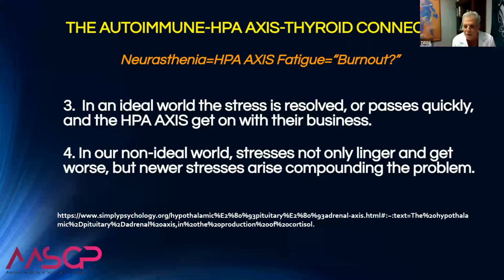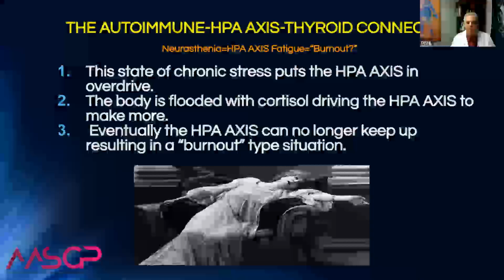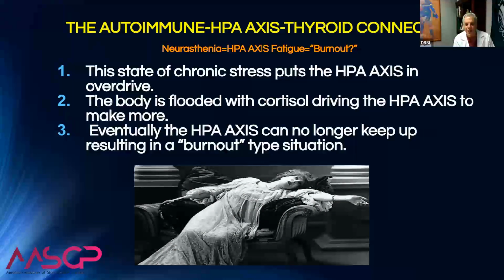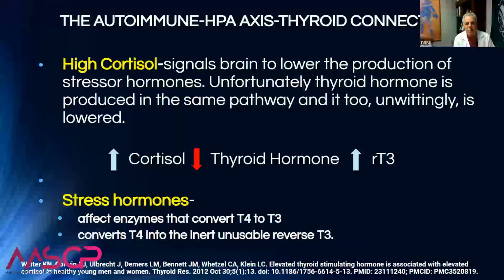Stresses continue to build up, and the stress hormone cortisol never goes back down to its low-level state where it belongs. The body's flooded with cortisol, driving the HPA axis to make even more. Eventually, the HPA axis can't keep up with it, and we get this burnout type situation. High cortisol levels signal to the brain to lower the production of stress hormones. Unfortunately, the thyroid is also caught up in that. When you have high cortisol levels, every other hormone is diminished.